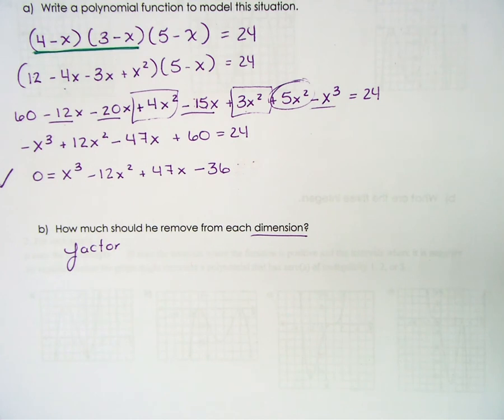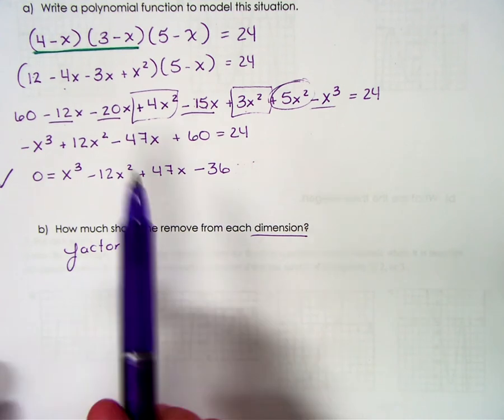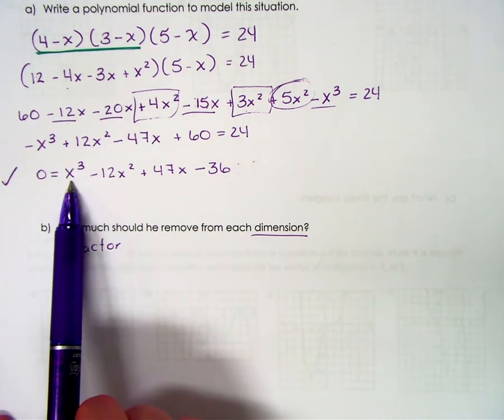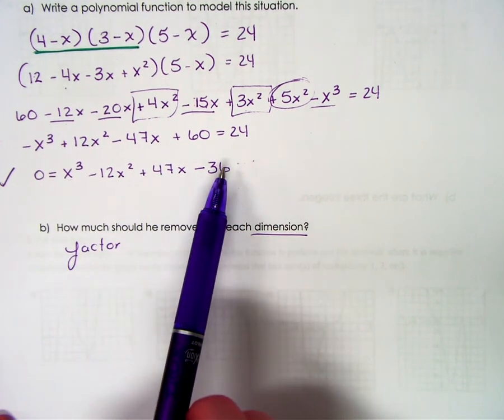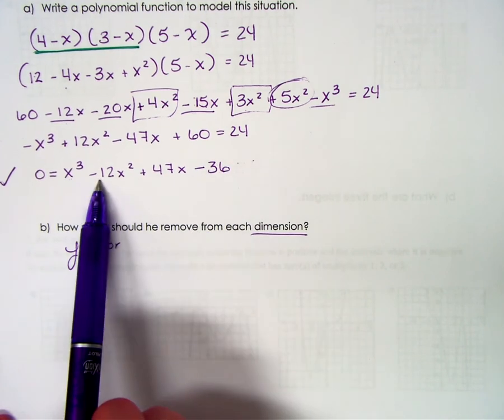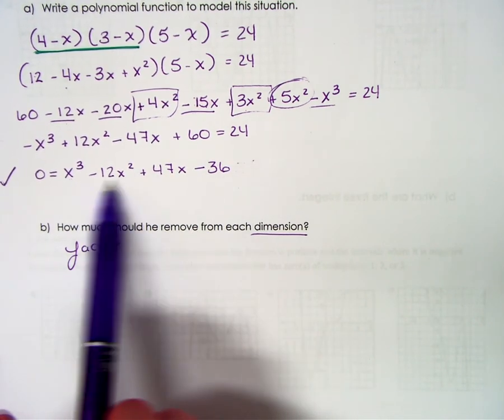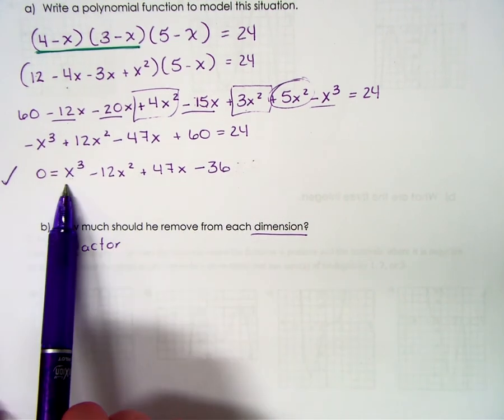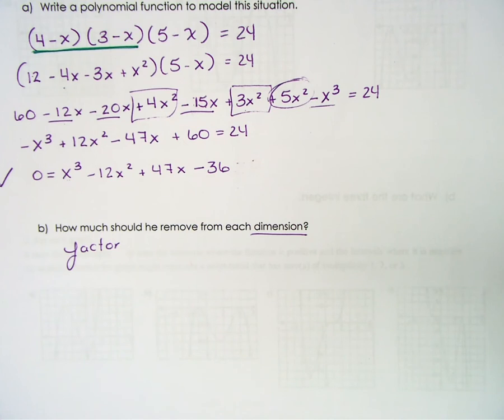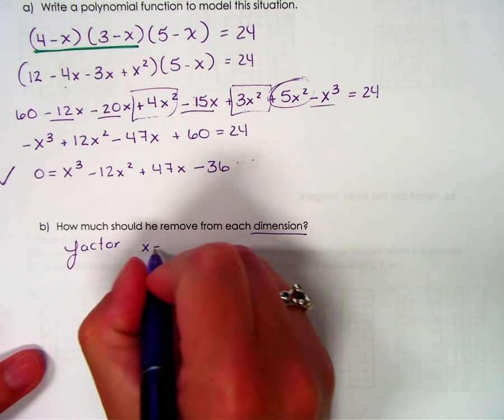Okay? Which one? Positive 1? So, hold on. This is how they know. So this is going to be 1. This is going to be negative 12. Positive 47. Negative 36. So these two add up to negative 48. 47 plus 1 is also 48. So negatives cancel out the positives. So x equals 1.